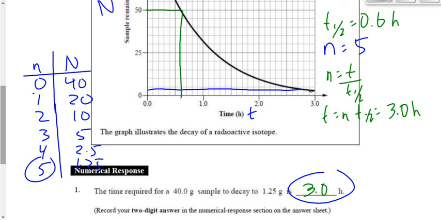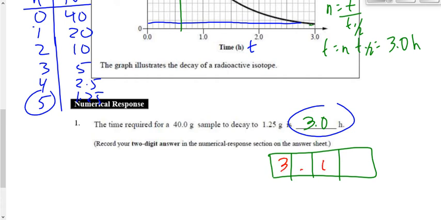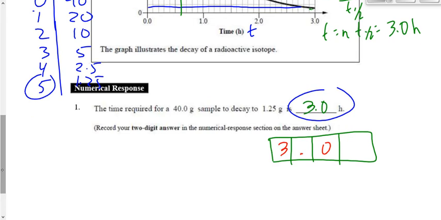How many people got that 3.0 hours? It is 2 digits, by the way, right? Okay. Usually we expect to get 3 digits in there. So if we're expressing just 2 digits, 3.0, remember that you always start on the left-hand side and you leave the last box blank. So it would be 3.0 and you just leave that one blank. It doesn't happen often, but it does happen that we have to leave something blank.